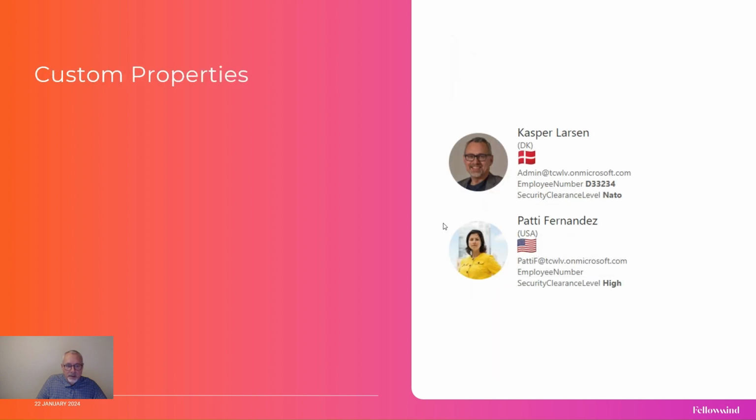Another example could be if we have additional custom properties we would like to show, like the nationality of people, perhaps an employee number, or in this case a security clearance level, whatever kind of specific properties you would like to surface on the user's profile card. That kind of information is not yet available in the out-of-the-box solution. So that's one of the reasons why we use PnP Modern Search.